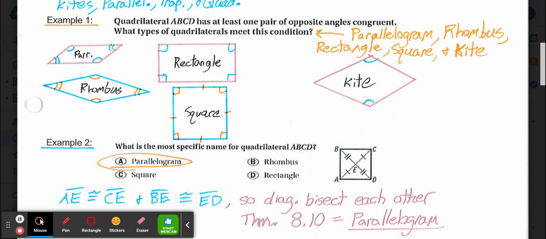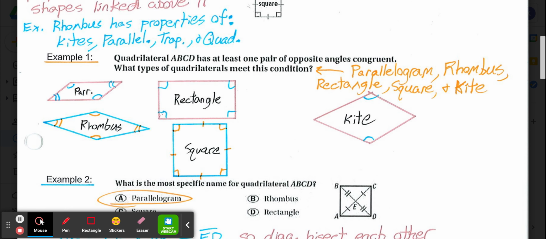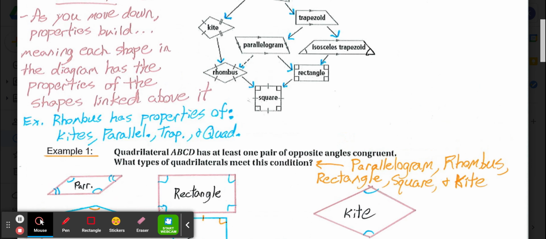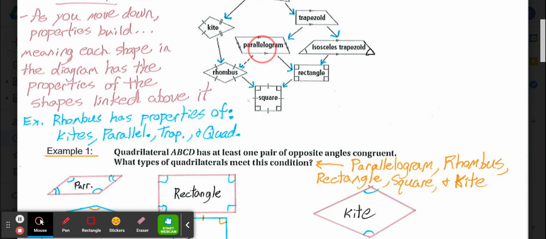Looking at example 1, it says quadrilateral ABCD has at least one pair of opposite angles being congruent. What type of quadrilaterals meet this condition? What quadrilaterals have one pair of opposite angles being congruent? Well, if we look at our definitions and theorems, we know that a parallelogram, by definition, has opposite angles being congruent. So if it applies to a parallelogram, it would apply to all the things linked below it.